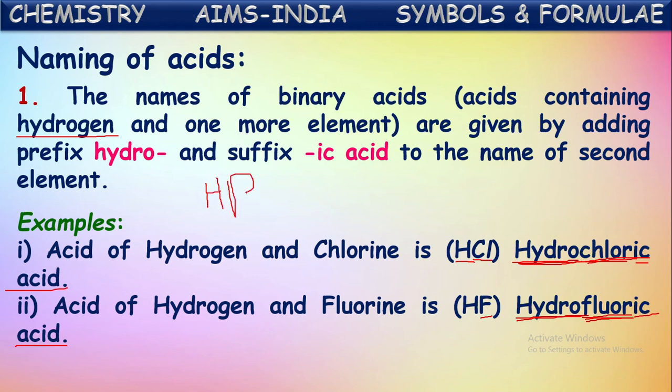HBr. It is also one of the binary acids. How to name this? Hydro, and the second non-metal is bromine. So hydrobrom, and at the end of its name, ic acid is attached. Now it becomes hydrobromic acid. Okay.